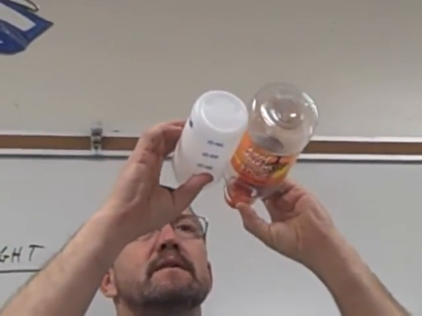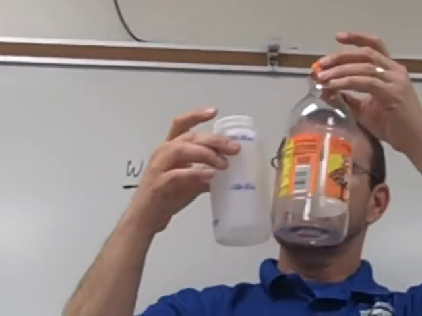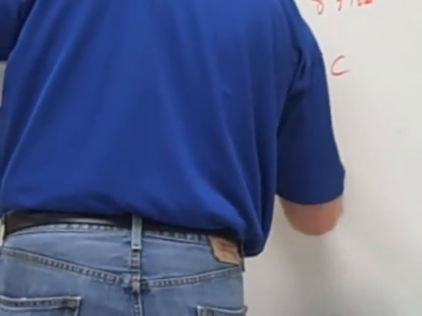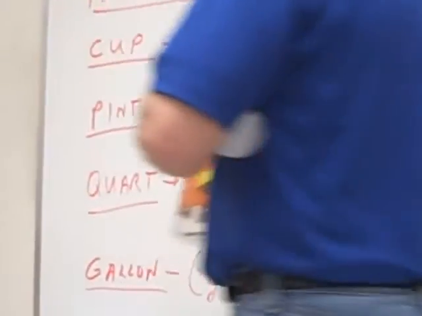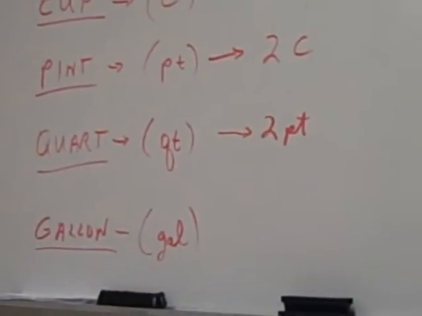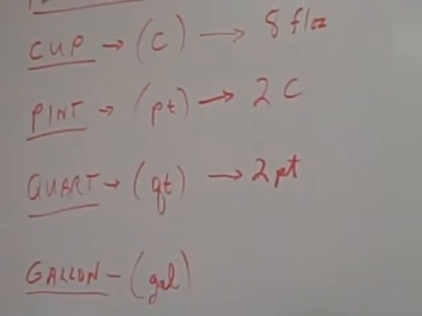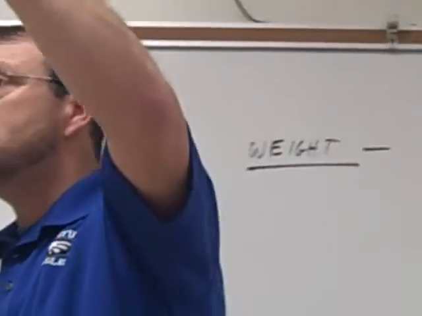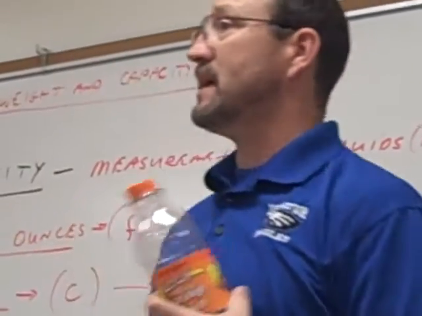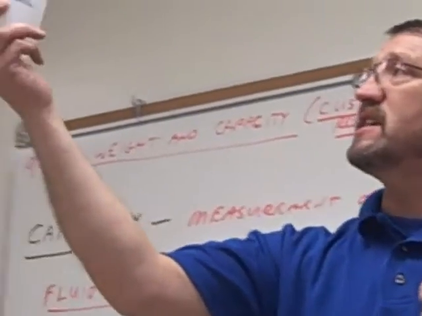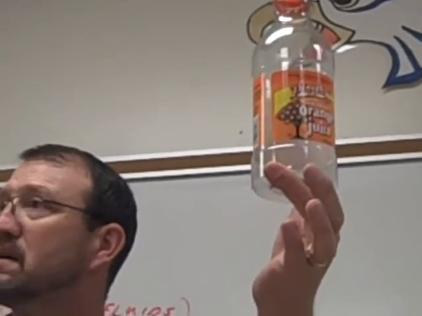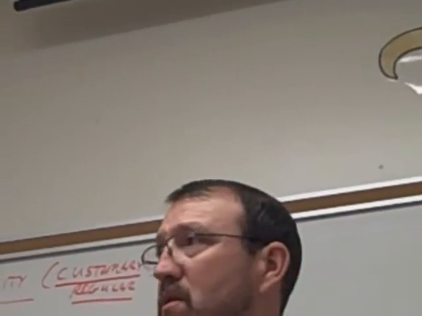I know one's bigger around and a little bit taller, but I still think I can only fit 2 of them in there, right? All right, so we'll write down it takes 2 PTs to make a QT. 2 PTs to make a QT. Grab another one. And again, what if I have 16 of these? How many of these will be full? 8. Because every 2 makes 1.